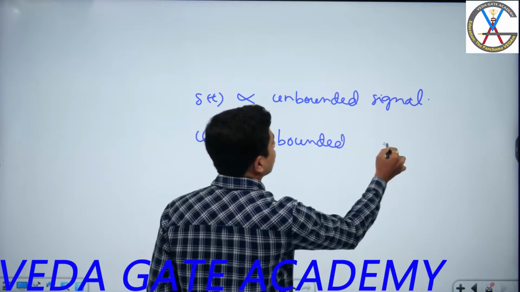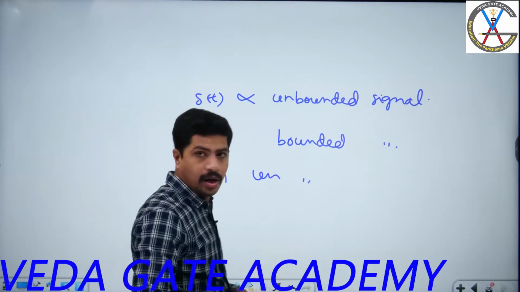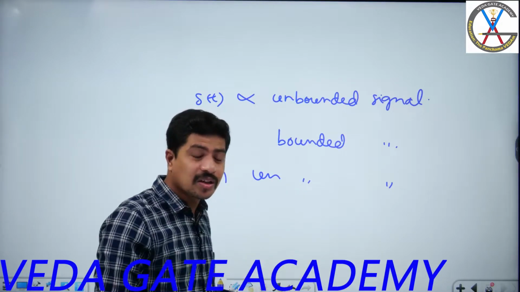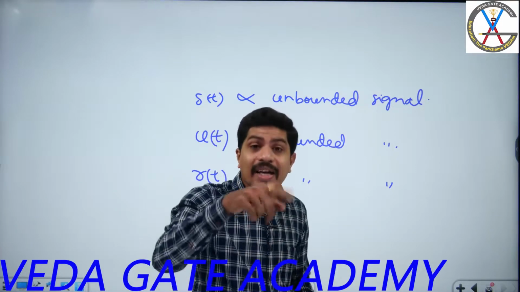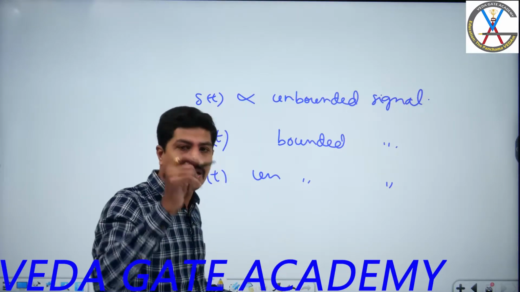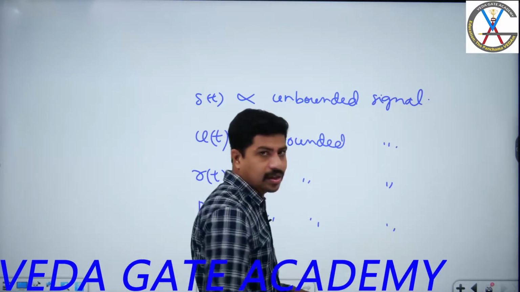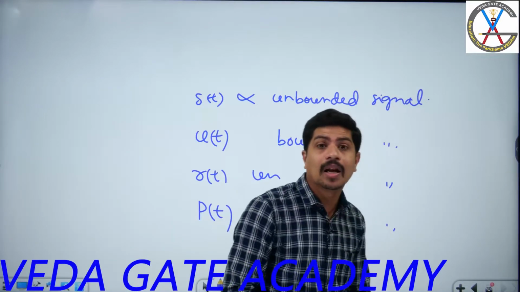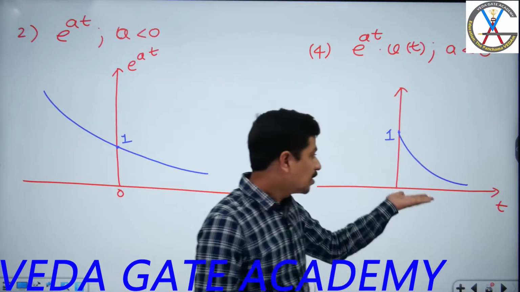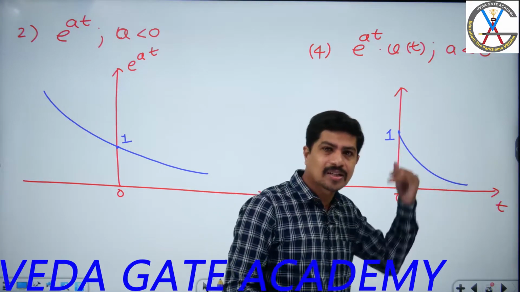What about the ramp signal? Unbounded. Why is it unbounded, sir? What is its function? A into t into u of t. At t equal to infinity, how much is the magnitude? Infinite. Therefore, the ramp is unbounded. The parabolic signal p of t is also an unbounded signal. Yes or not? Yes. Then what about exponentials? Is this exponential bounded or unbounded? Bounded. This exponential is bounded.